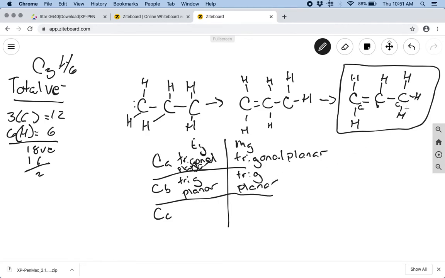Lastly, we have carbon C. This one's a little different. We have 4 electronic groups around this central atom. 1, 2, 3, 4 electronic groups, which would make this tetrahedral. And because there are 4 molecular groups as well, it is tetrahedral in its molecular shape. Sorry, misspelled that, but close enough.